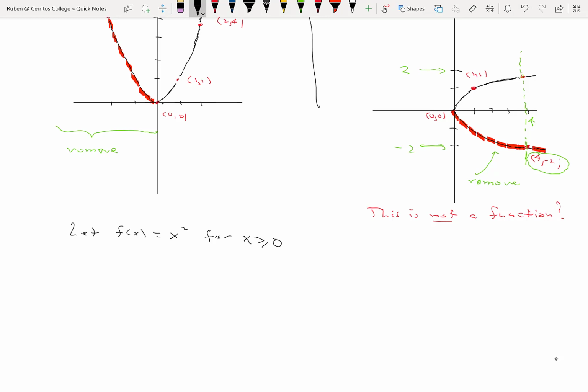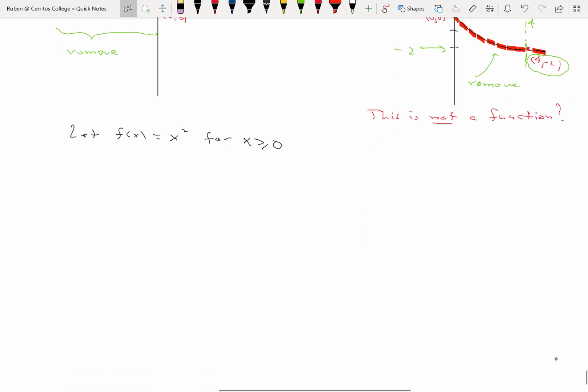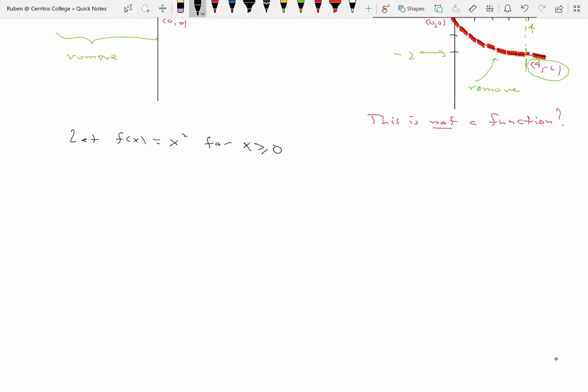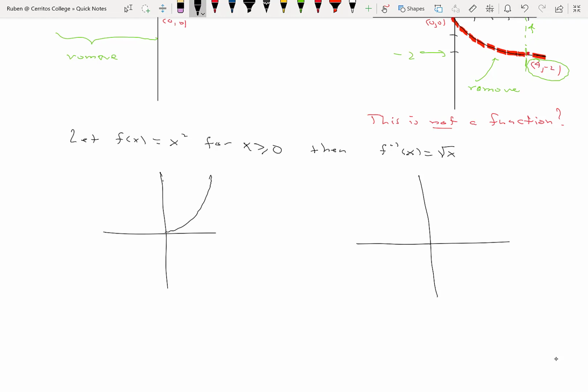So if I let f of x equal x squared for x greater than or equal to 0, then my function will be the right-hand branch of the parabola, and then the inverse will not have quotes on it. It'll actually be an inverse. The inverse will be the square root of x and will be the upper branch of the parabola that opens to the right.